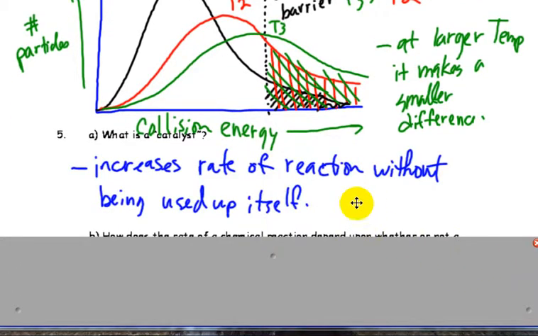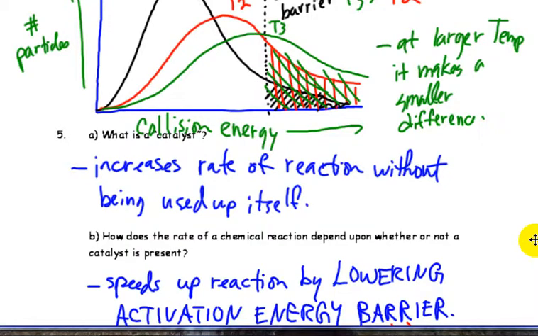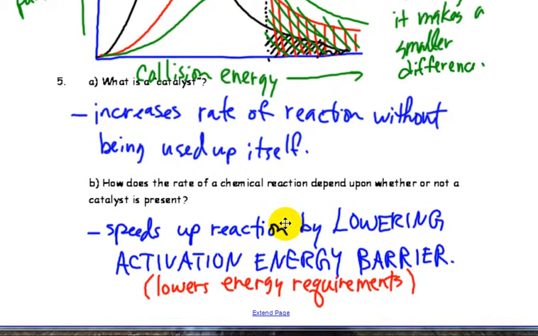Catalyst: something that increases the rate of a reaction without being used up itself. And it does this by lowering the energy requirements. So you can think of it as lowering the hill, the activation energy hill, by doing a series of other reactions. We'll run into that more in 17.4. But for now, just think of it as lowering the energy barrier or lowering the energy requirements.